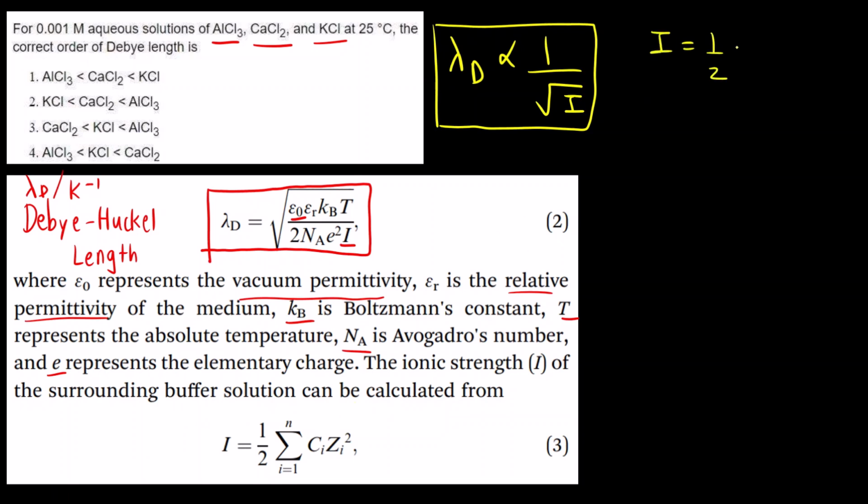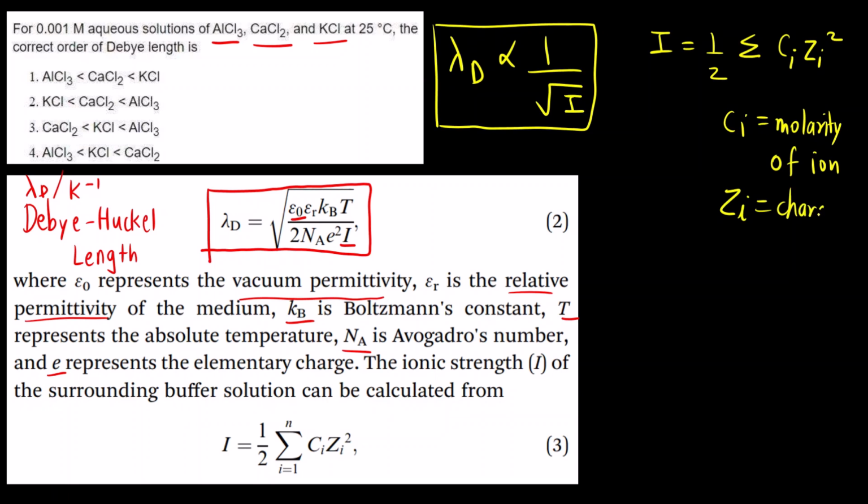That is also given here: half into the summation of Ci into Zi square. Ci is the concentration or molarity of the ion, and Zi is the charge. So what we have to do is calculate the ionic strength for all the molecules. The first one is AlCl3. AlCl3 will dissociate to give one Al3+ ion plus three Cl- ions.